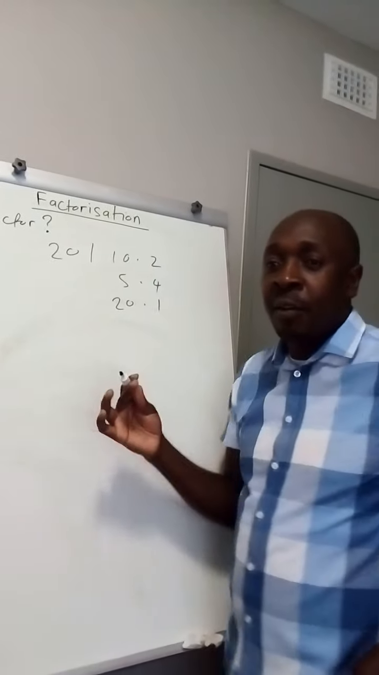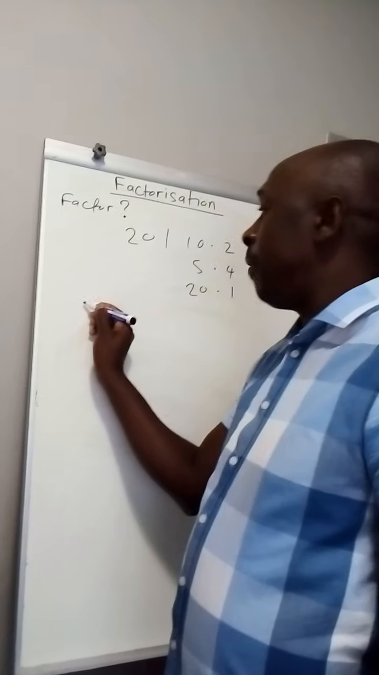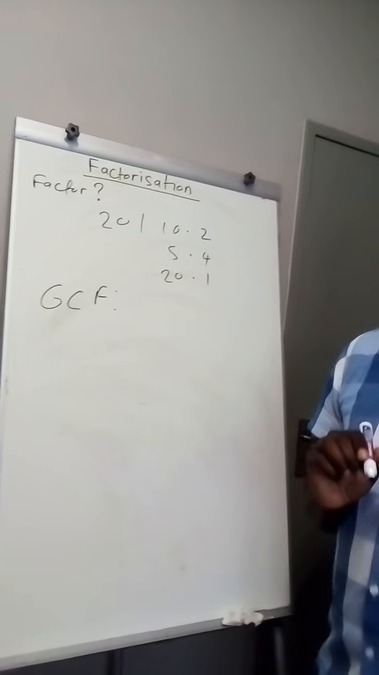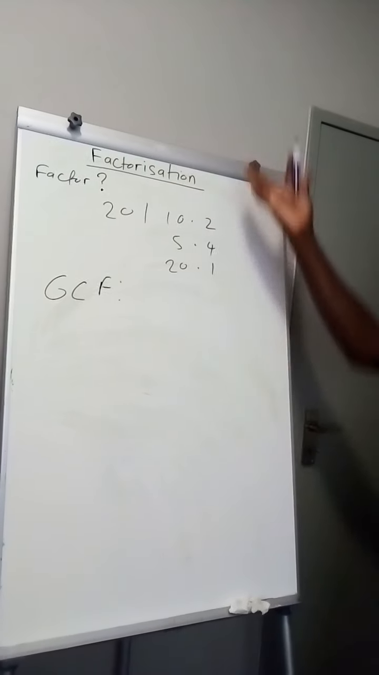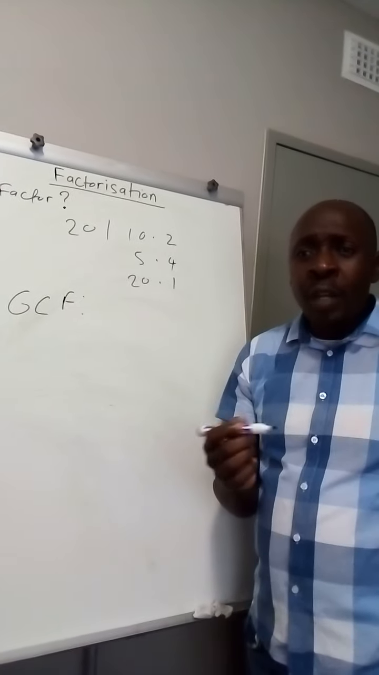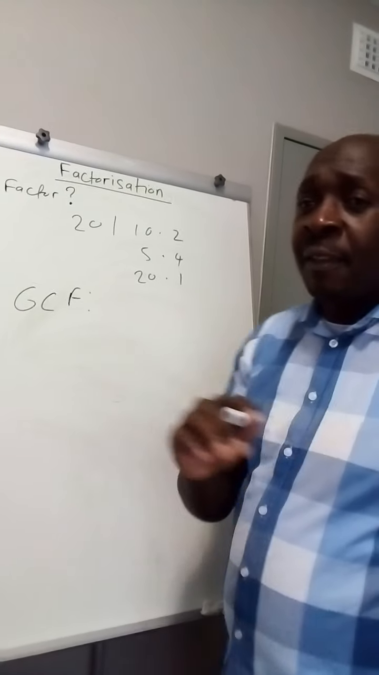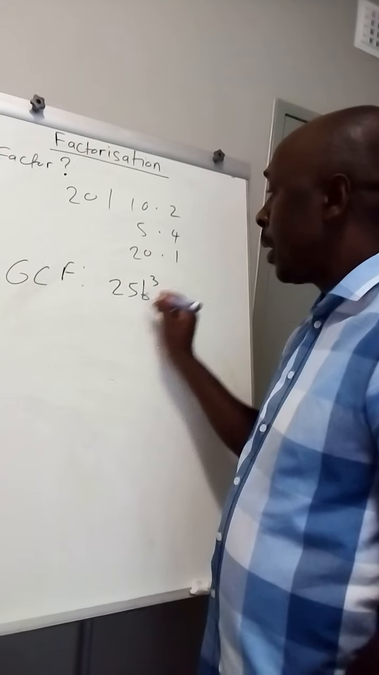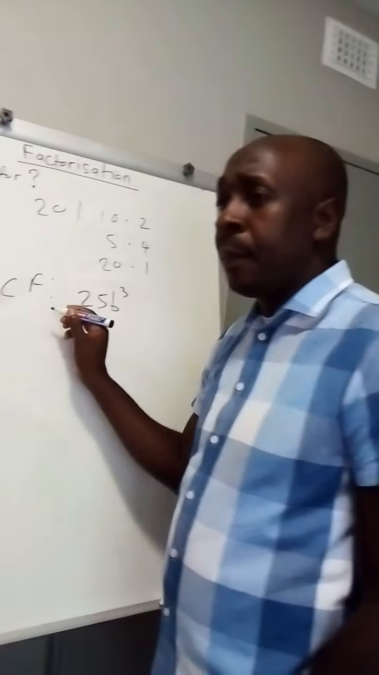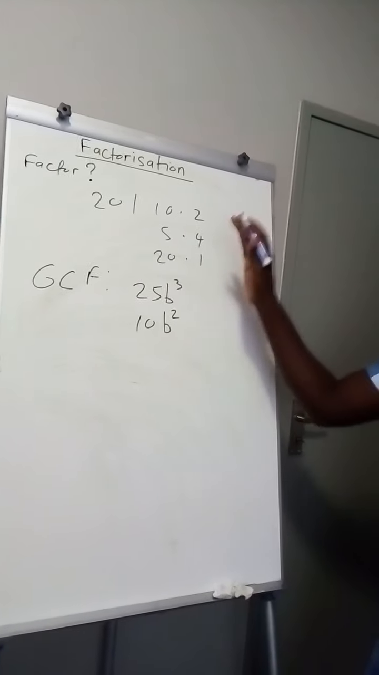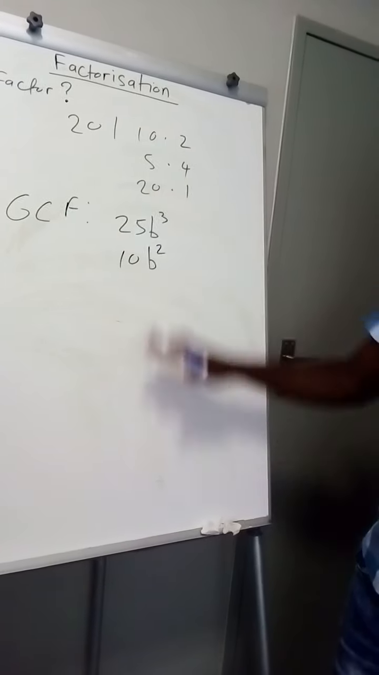So I'm just laying out a foundation. Number two, let us define what is called the greatest common factor, GCF. What is the greatest common factor? Let's have an illustrative example: 25b cubed and 10b squared. What is the greatest common factor of these terms?